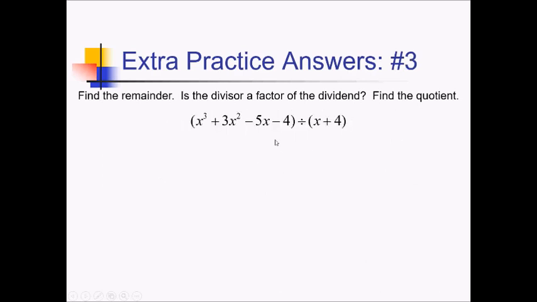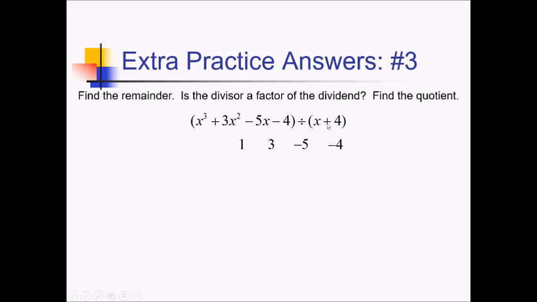To solve this problem, we're going to use the process of synthetic division. So we'll start by writing down our coefficients. For the x cubed, that's a coefficient of 1. And then we have a 3, negative 5 for the x term, and then a negative 4.